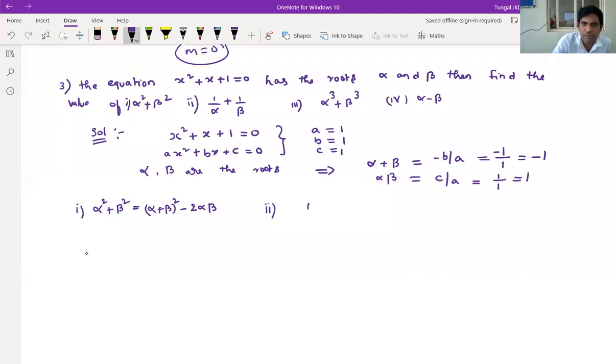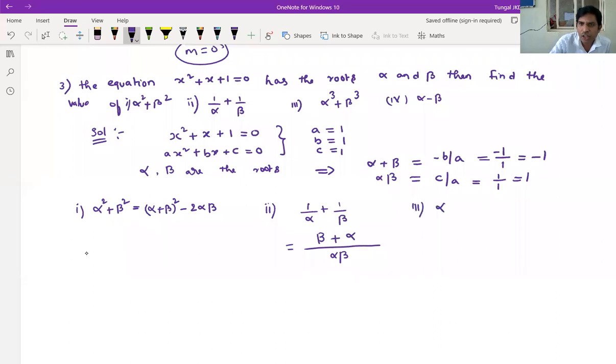Next, second question. What is the second question? 1 by alpha plus 1 by beta. This one we have to calculate now. Take the LCM. What is the LCM of these two fractions? Alpha beta. What will we get in the numerator? Beta plus alpha. Now you can easily find it out.